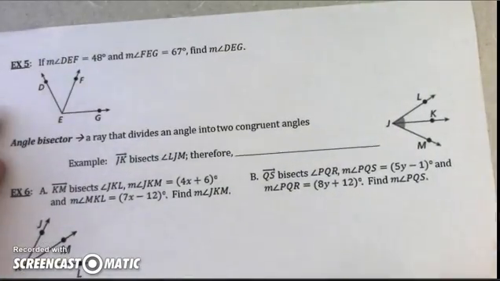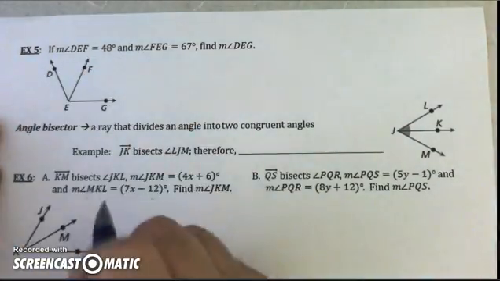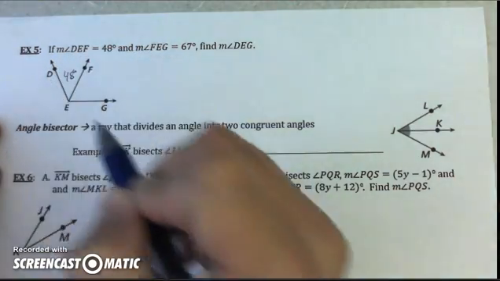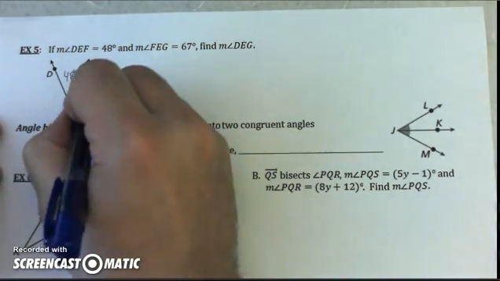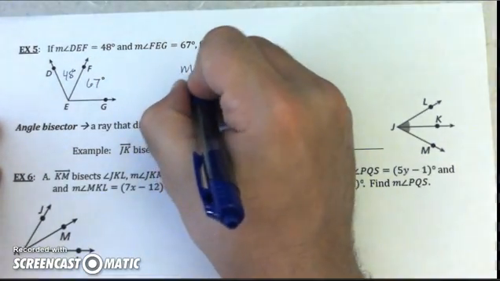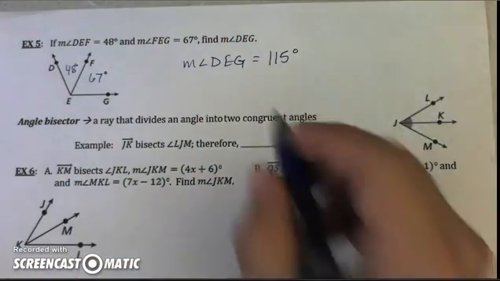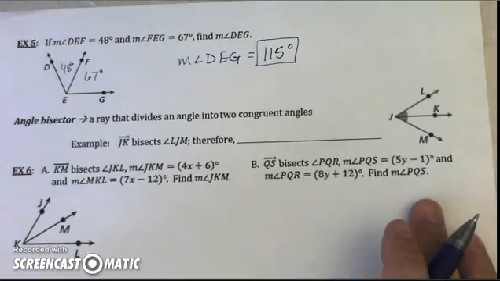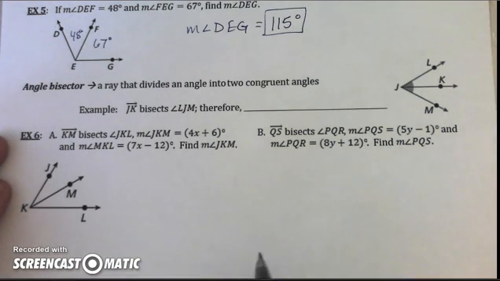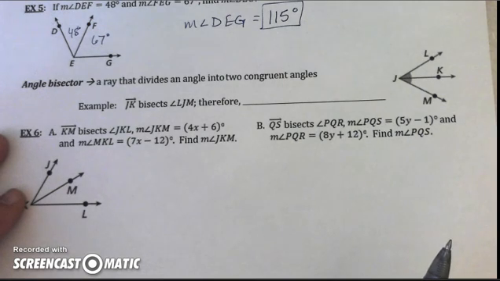Now, this video is running kind of long, so we're not going to be able to cover all of this. We will cover more of it in class, but we can set up this first one. Here's what we know. DEF is 48 degrees, and FEG is 67 degrees. That means that their total is the sum of those two measures. Measure of angle DEG, then, is 115 degrees. All right? So we're going to talk about an angle bisector and finish out example 6 in class. There's a little bit left in our notes that we haven't covered in the video, but this should get you started.